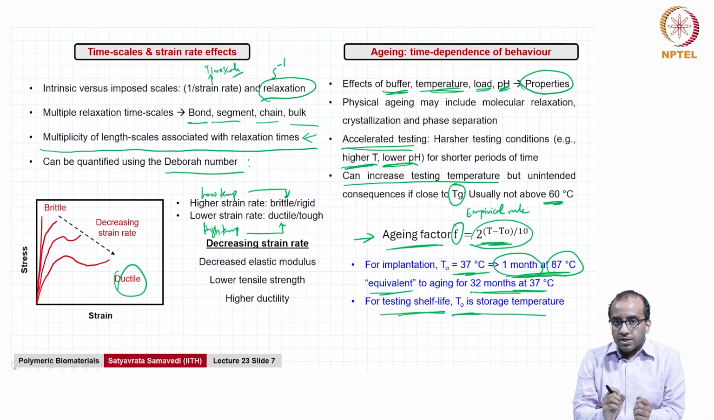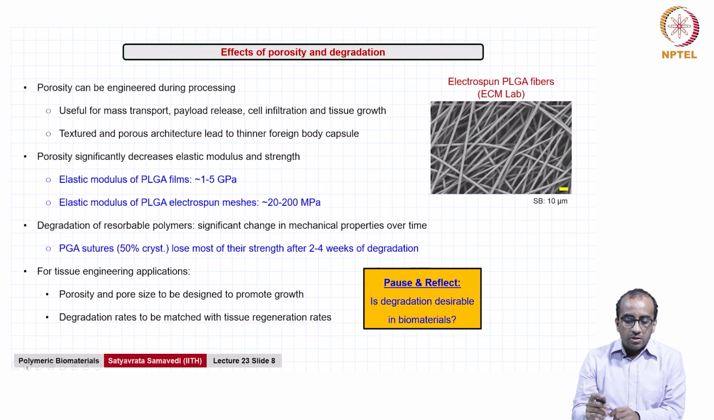Having looked at the effect of microstructure, temperature, aging and strain rates on mechanical properties, we will quickly look at the effect of the architecture of the material, looking at things like porosity and the role of degradation and how that determines or changes the mechanical properties. So, we are looking at the effects of porosity and degradation.